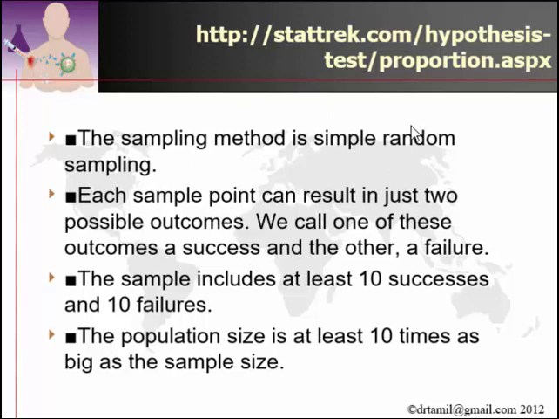If you want to do a proportionate test, the data should have been selected based on simple random sampling. They should have a dichotomous outcome and risk factor. And they should be large enough to have at least 10 successes and 10 failures. It should be 1/10 of the population.